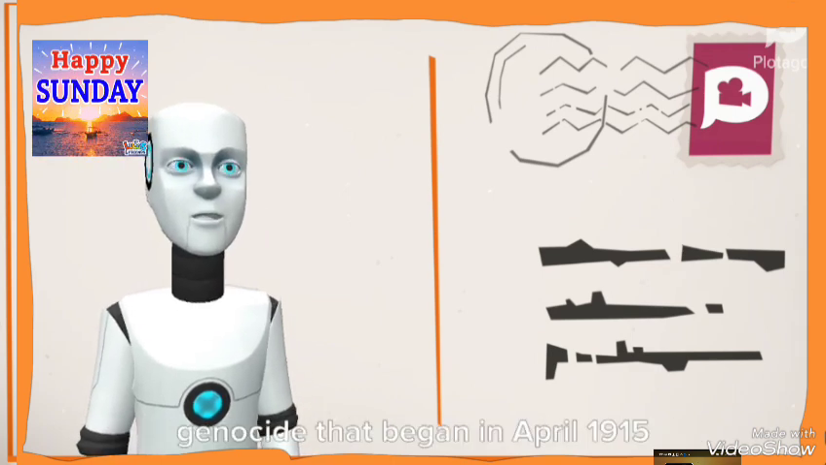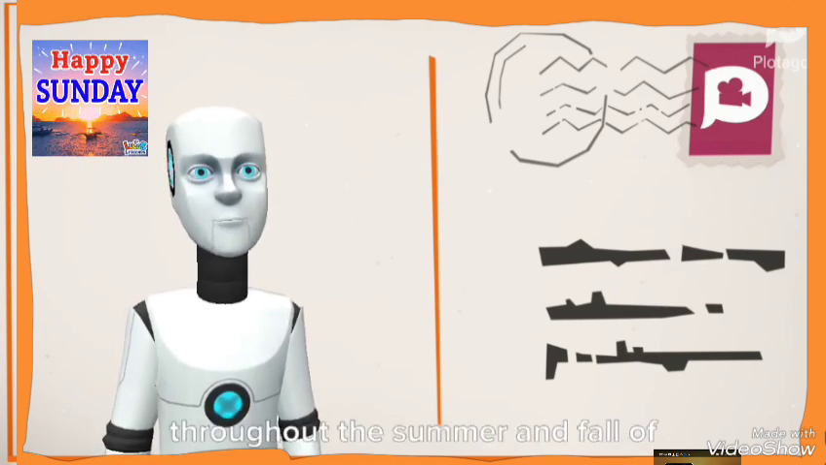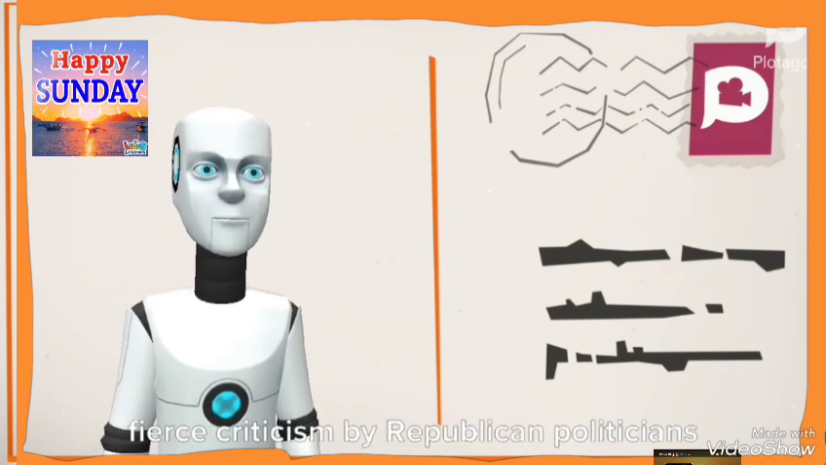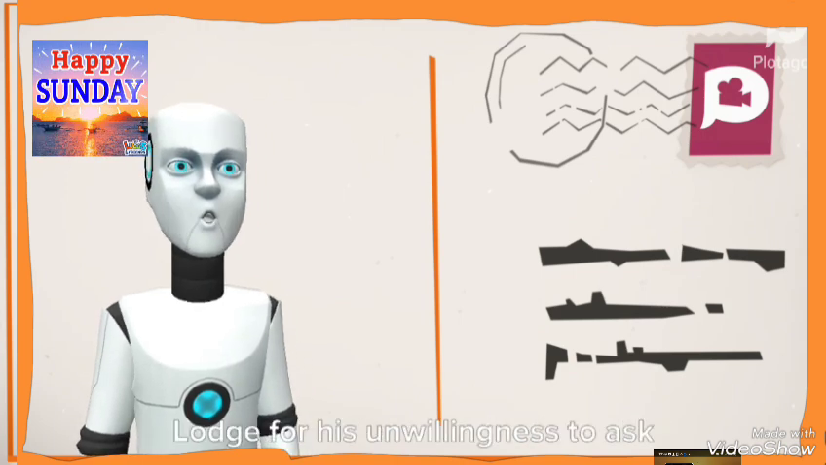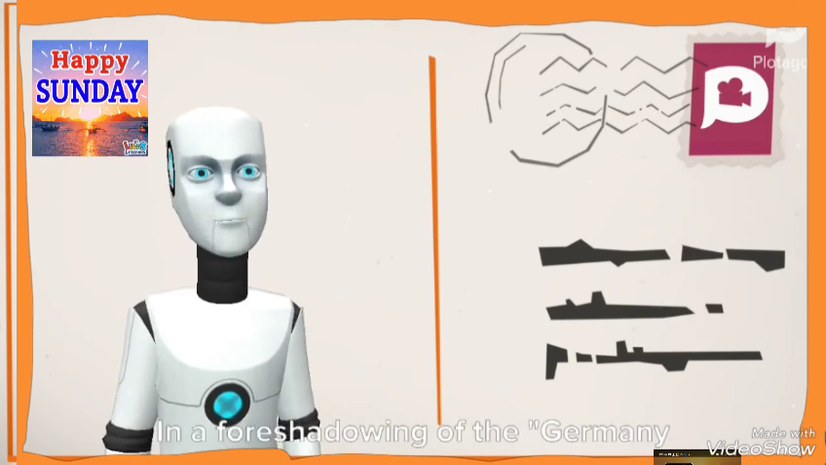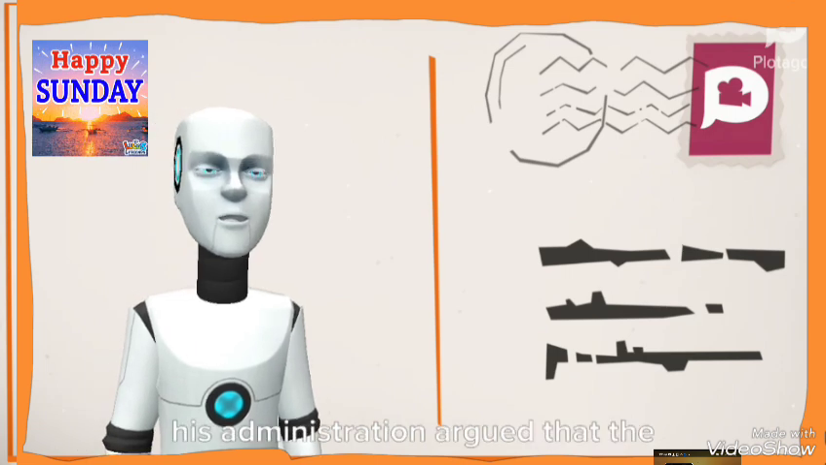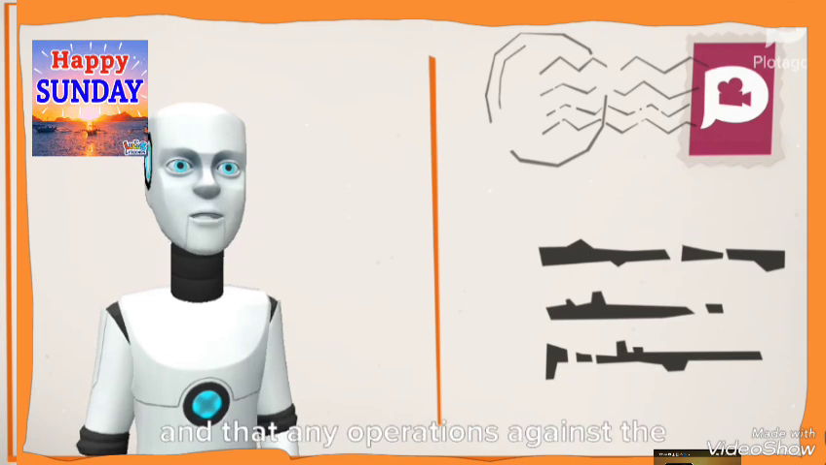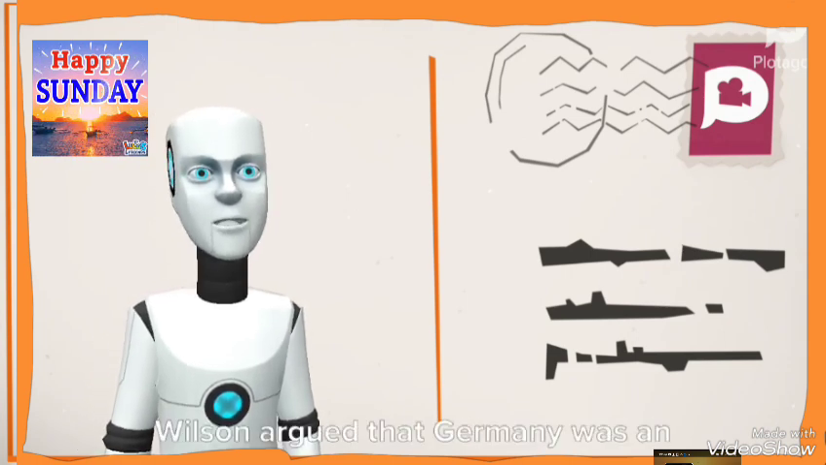The Armenian genocide that began in April 1915 attracted much media attention in the Allied nations at the time, and throughout the summer and fall of 1917 Wilson had been the subject of fierce criticism by Republican politicians such as the former President Theodore Roosevelt and Senator Henry Cabot Lodge for his unwillingness to ask Congress to declare war on the Ottoman Empire. In a foreshadowing of the Germany First strategy of World War II, Wilson and other senior figures in his administration argued that the United States should commit its power to defeat the German Empire first, and that any operations against the Sublime Porte would be a waste of American resources.